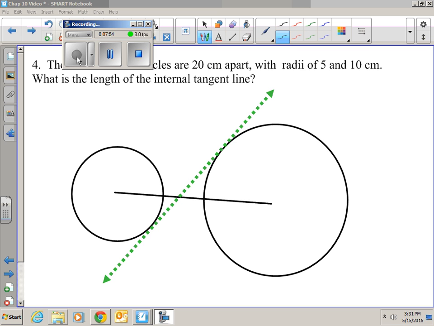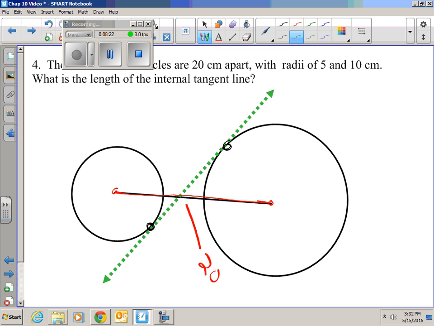Okay, last problem. We're going to do a common internal tangent problem. Notice that that green line is an internal tangent. It's going between my two circles, and it touches just at one point here and here. I'm going to go through my four steps. The first one is done for me. I need to draw the line of centers, so I'm going to go from the center of the first circle to the center of the second. Draw that line. I do know that this distance is 20.